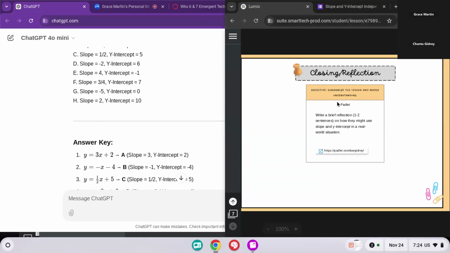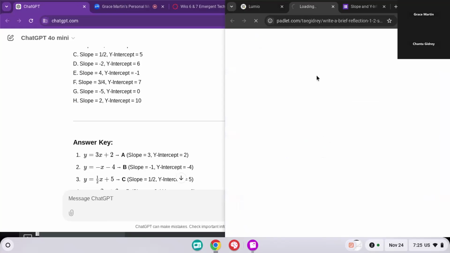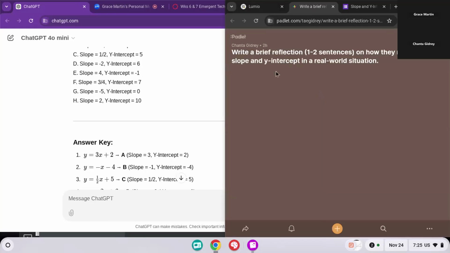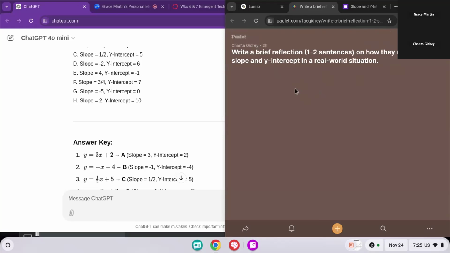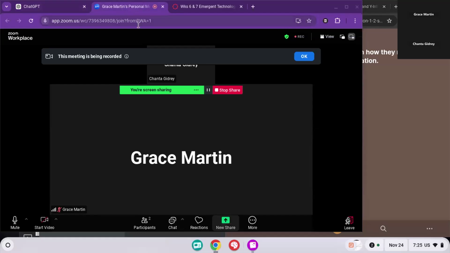Then here in closing and reflections, I'm using a Padlet to have students write a brief 1 to 2 sentence response on how they might use slope and y-intercept in a real world situation. When they click the Padlet, this is the question that ChatGPT created for me when I asked it for higher order thinking questions and short answer questions on slope and y-intercept. That's what I worked on this week. I'm hoping to add additional links so it'll take the students directly to where they need to go. And that is me this week.